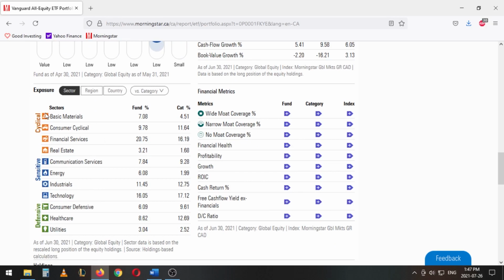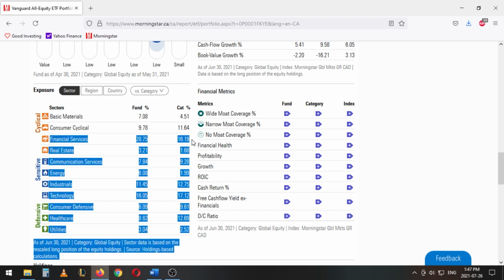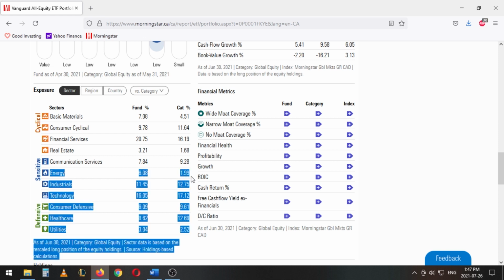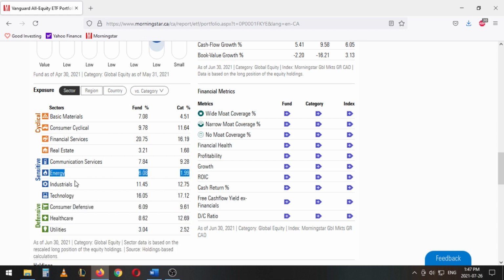Where I spend most of my time is actually looking at the exposure here. So when we look at the sectors, again, the fund compared to the category average, because this one is heavier in Canada, there's a higher percentage in financial services compared to the average. Not a big deal there, but no surprise. As well, pretty high exposure to energy compared to the category average. No surprise there. Again, the Canadian stock market has a lot of banks, a lot of energy companies and pipelines, and also a lot of basic materials, mining.